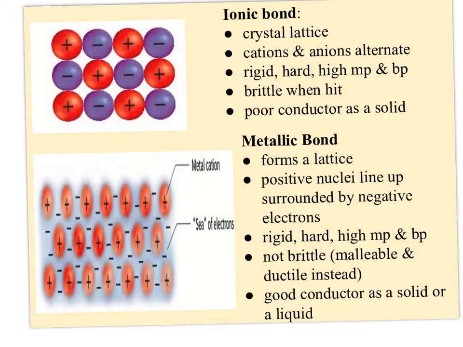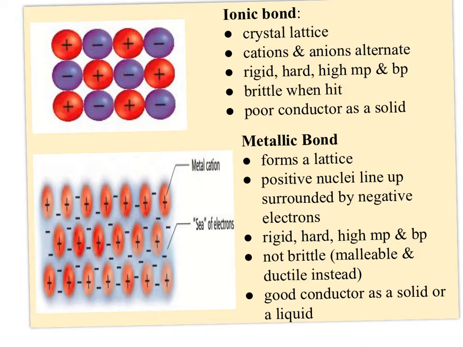So remember, with an ionic bond, we have a crystal lattice, but you've got cations and anions, your positive and negatives, alternating, which makes it rigid and hard with a high melting point and boiling point. It also makes it brittle when it's hit, and a poor conductor because those ions can't move easily.